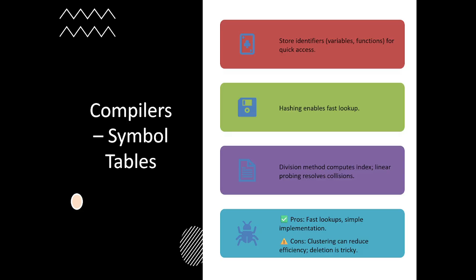Real world cases: compiler symbol tables. These are used to store identifiers like variables and functions for quick access in programs. The hashing enables fast lookup. The division method computes the index and the linear probing resolves the collisions. The pros for compilers are fast lookups and simple implementation. The cons are the clustering, which I discussed before, which reduces efficiency, and deletion is tricky.